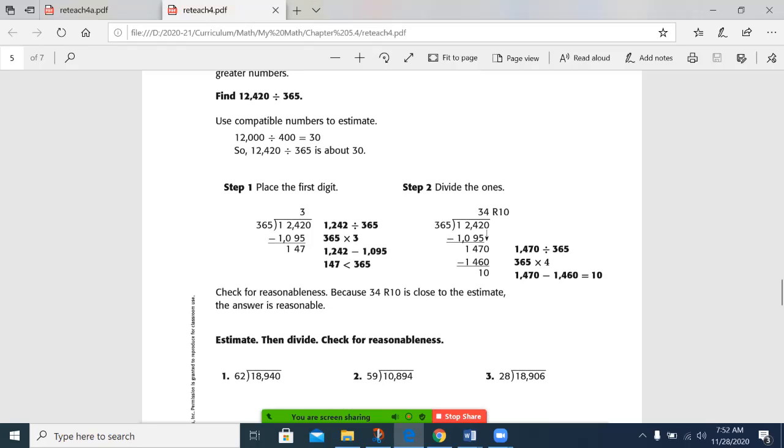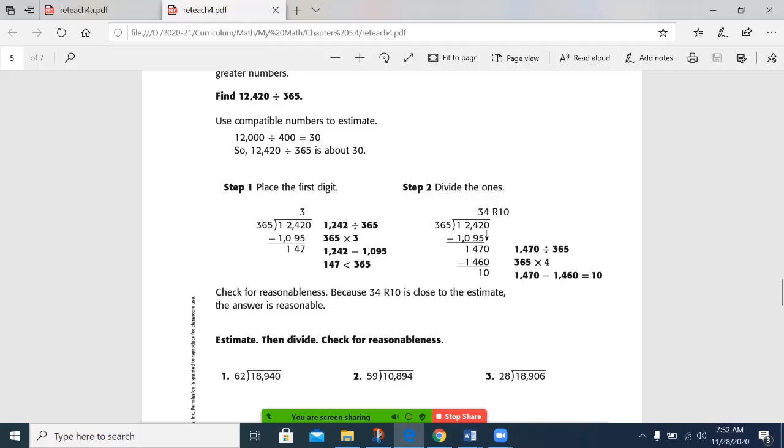So we can estimate using compatible numbers, and we have here 12,420 divided by 365. And this is pretty close to 12,000, and this is closer to 400. So we decided we could take off these two. So 120 divided by 4 is 30. So we think it's about 30.